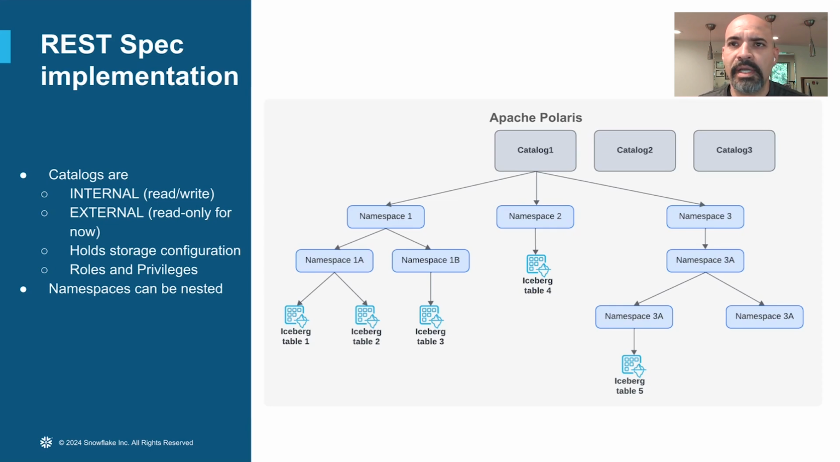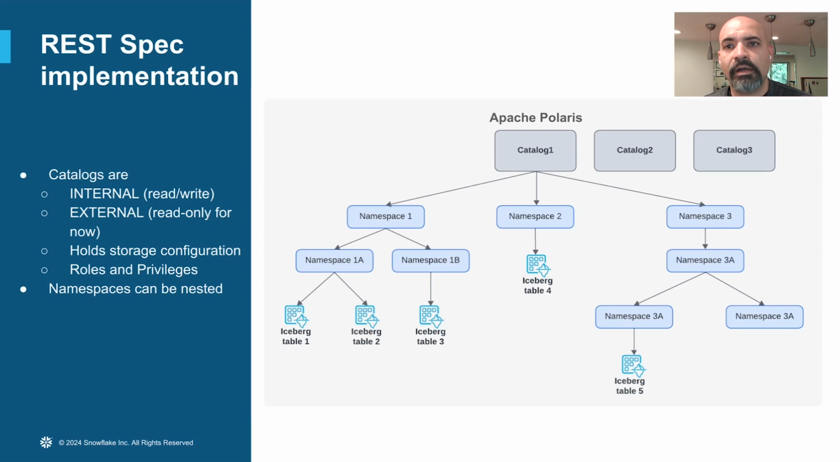such as catalogs. Catalogs are at the top level. We can have multiple catalogs, as I mentioned earlier, and these catalogs can be either internal or external. An internal catalog just means that Polaris itself is the authority on the state of the tables that are defined in that catalog. So they are read-write, so you can read from a table and you can write to it and update its state, and that state will be updated in Polaris and reflected for all readers.